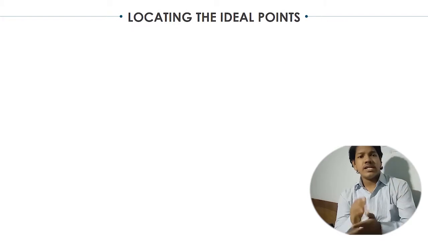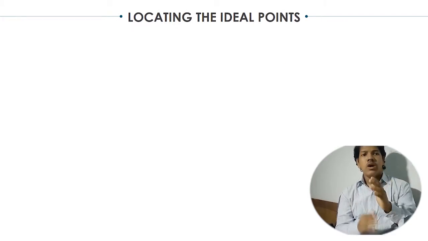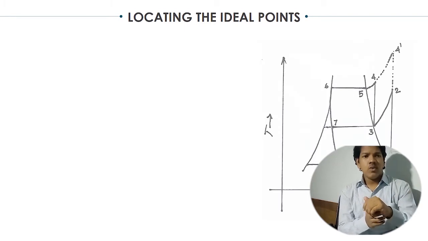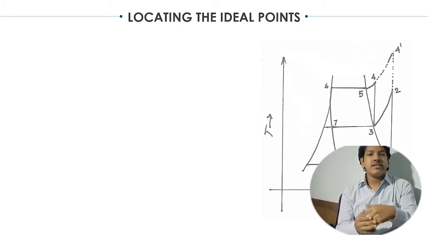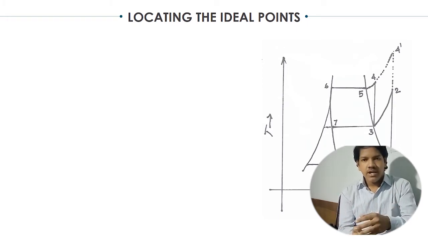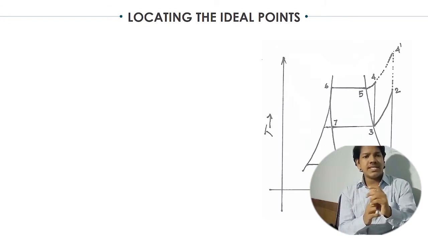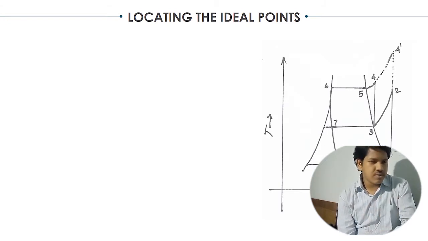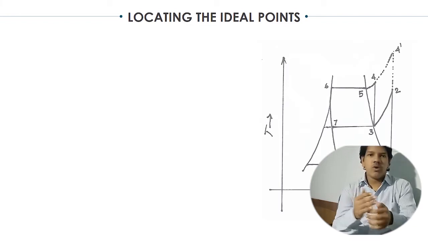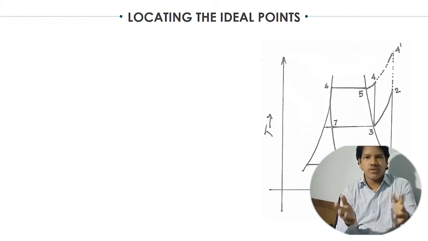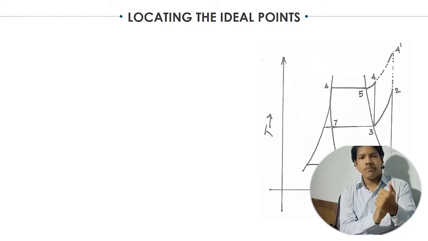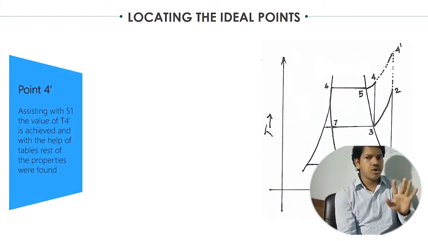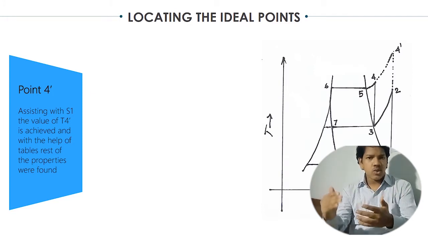In this slide I would discuss how the properties of the points on the TS and TH diagram were calculated. There are basically 9 points, as we can see: 1, 2, 3, 4, 4 dash, 5, 6, 7 and 8. I will be discussing the process for the important points only, because discussing all the points would take a lot of time. So I will be discussing point 4 dash, point 3 and point number 2. Starting with point number 4 dash.